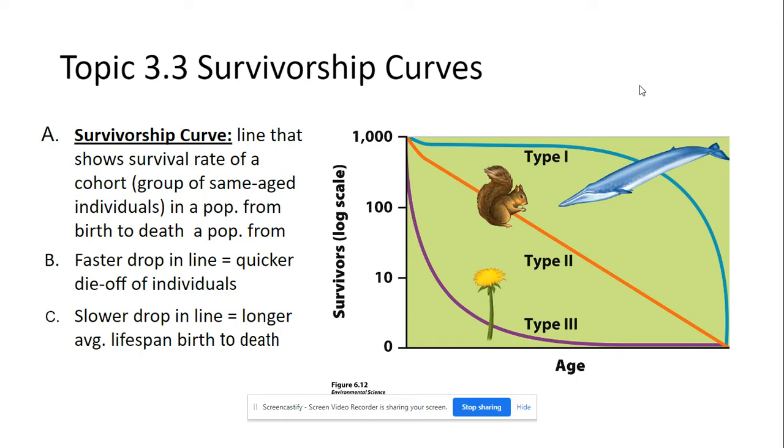A survivorship curve is usually depicted on a graph, and it shows us a line that tells us the survival rate of a cohort, or a group of individuals of the same age in a population, from their birth into their death. Usually we see the age of the organism on the x-axis and the survivorship on the y-axis. When looking at survivorship curves, a faster drop in the line signifies a quicker die-off of individuals, versus a slower drop in the line or curve, which tells us that those individuals tend to have longer lifespans.